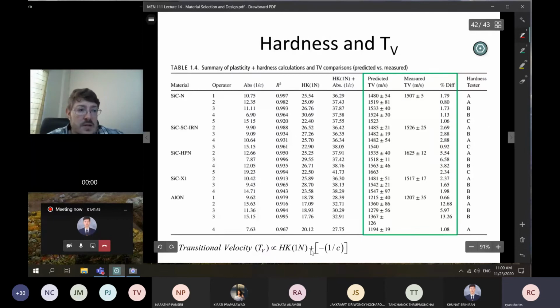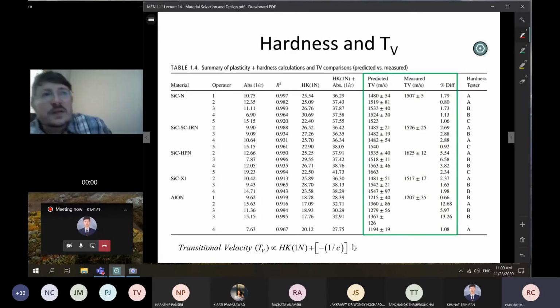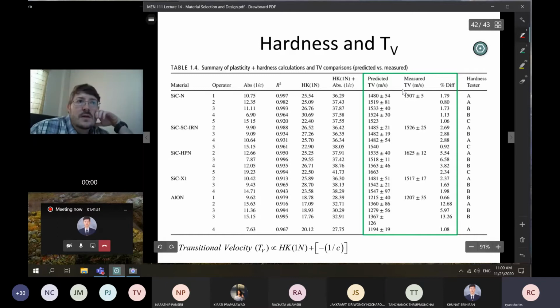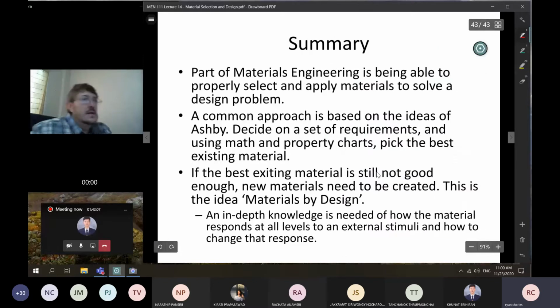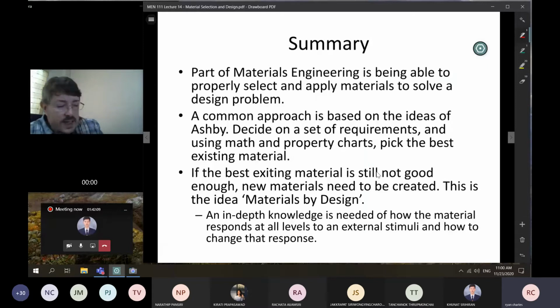You get a bunch of numbers and you make up a curve fit, right? And you try to predict it from hardness, right? And so you have measured transition velocity predicted, and you go, yeah, it's kind of close. It's not bad, right? All right. Summary. That last bit is fairly recent armor ceramic research.